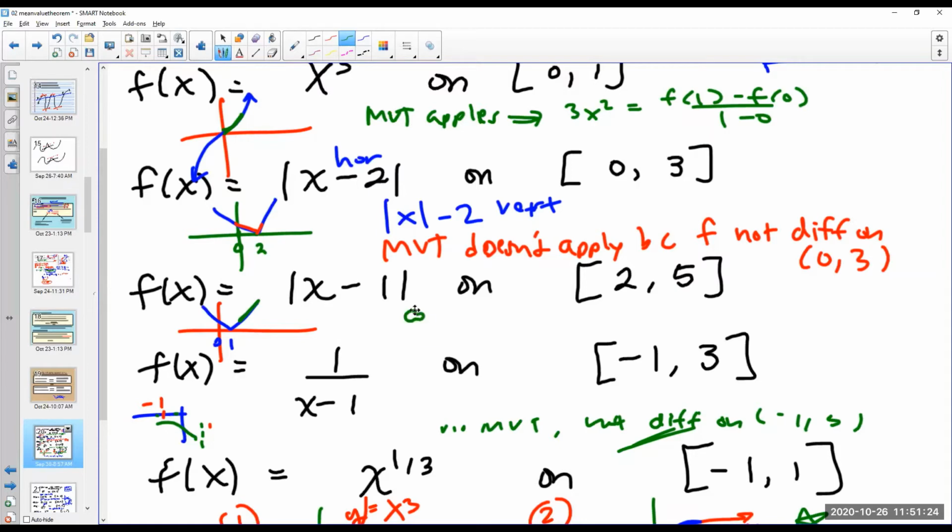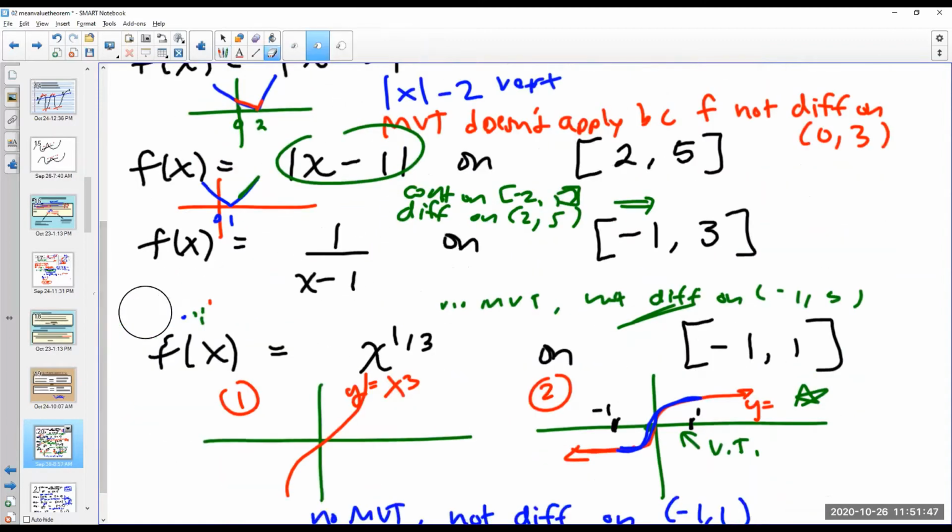You'd say continuous on the closed interval, differentiable on the open interval, and then you would proceed with MVT. You would say the derivative, oh, well, we're not going to take the derivative of this. Actually, some schools do, but we're not going to. It is equal to the slope of a secant line. Okay, we're going to move down.